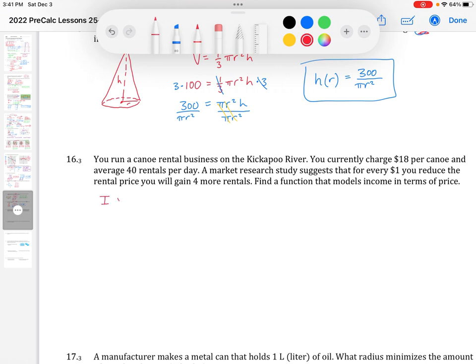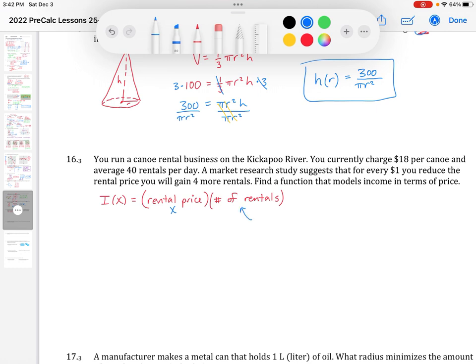So we know that to get the income, we have to take the rental price and multiply that by the number of rentals. So like right now you would multiply your $18 times 40, and that would tell you how much money you would make, or how much income you would get. So the rental price, we're actually just going to call that X. So that's going to be our variable.